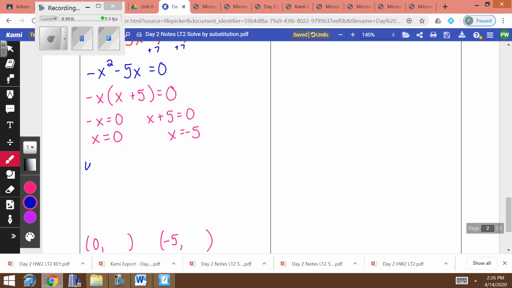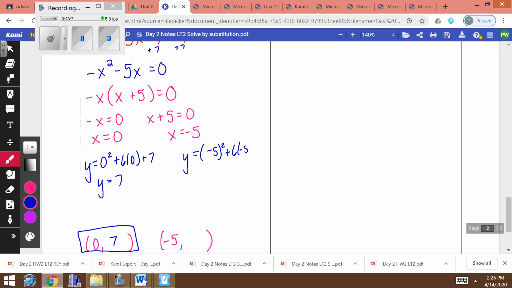So we get y equals, this one's particularly easy, doing 0. 0 squared plus 6 times 0 plus 7. So we get y is 7. Notice that, 7, that corresponds to the 0 here. And then I'm going to do the same thing here. y equals negative 5 squared plus 6 times negative 5 plus 7. So we get 25 minus 30 plus 7, or negative 5 plus 7, or 2. And we have our two solutions.